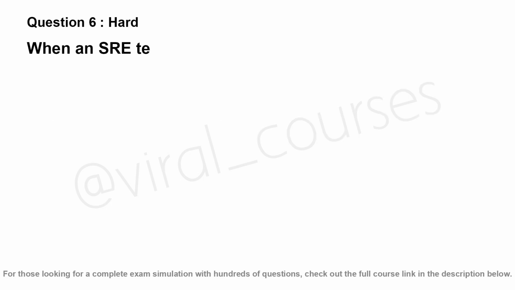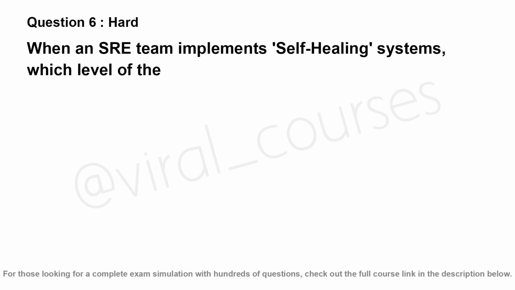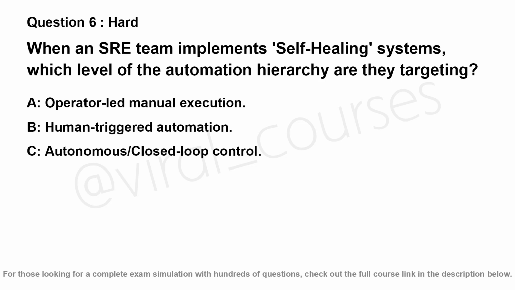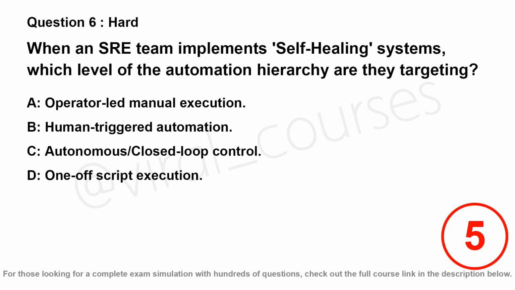When an SRE team implements self-healing systems, which level of the automation hierarchy are they targeting? Option A. Operator-led manual execution. Option B. Human-triggered automation. Option C. Autonomous closed-loop control. Option D. One-off script execution.